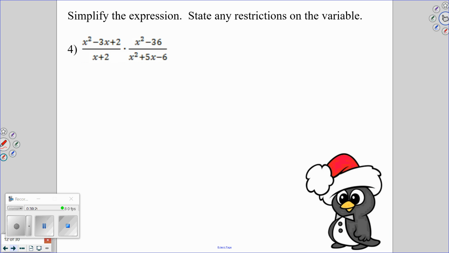Okay. Number 4. Isn't that penguin cute? He's so cute. Penguin.